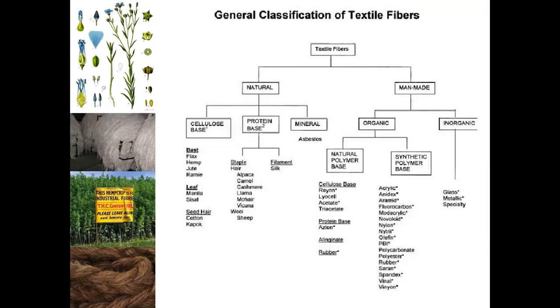Now let us delve into natural fibers. This natural fiber is mainly of three major types. One is the plant fiber, another one is the animal fiber, and the last one is the mineral fiber.